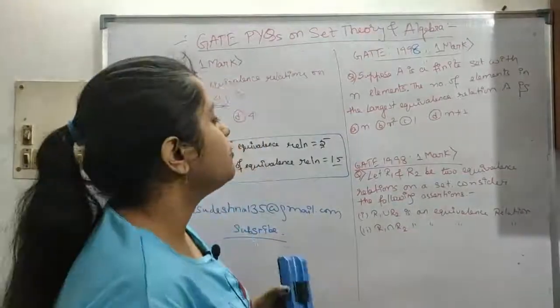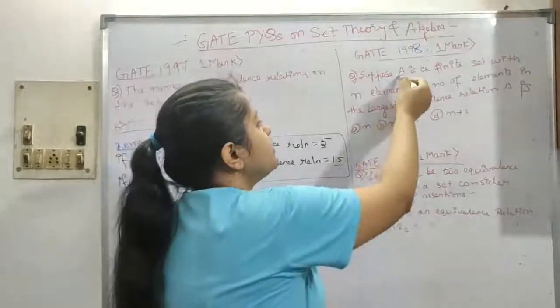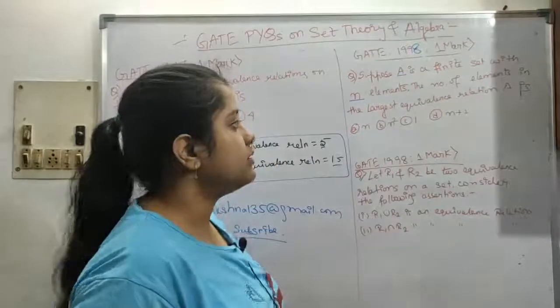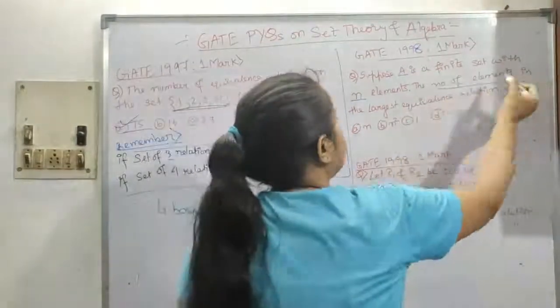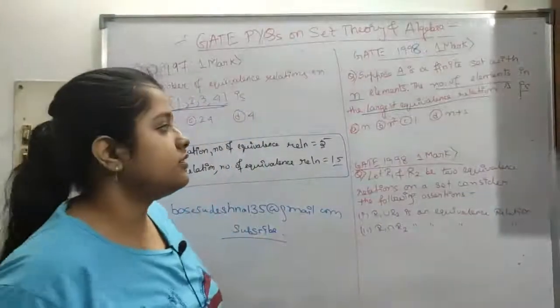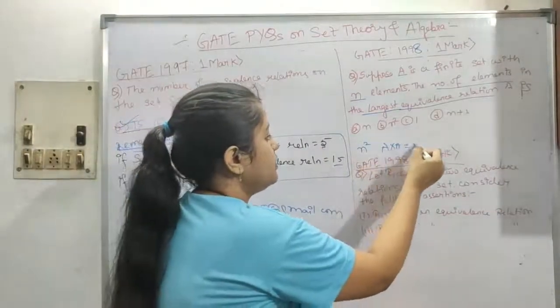So now let's move on to the next question. GATE 1998, 1 mark question. Suppose A is a finite set with n elements. The number of elements in the largest equivalence relation on A. What is the largest relation? That is n square, since n into n comes down to n square.